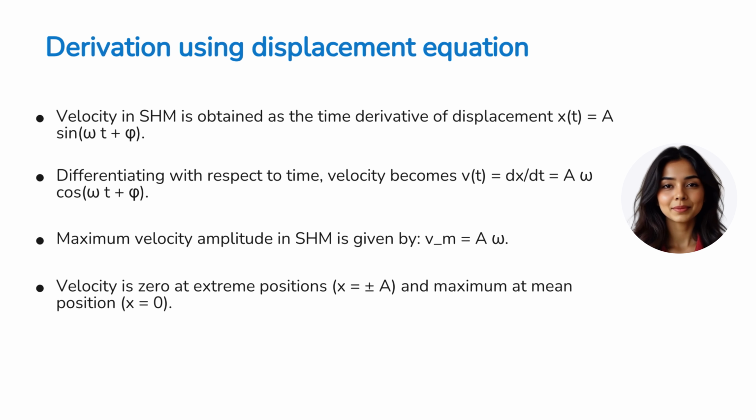Interesting, isn't it, that at the points where the particle is farthest from the center, those extreme positions at plus or minus A, the velocity must be zero because the particle changes direction there. But at the mean position, where displacement is zero, the velocity hits its peak. This dance between displacement and velocity is what keeps the motion going back and forth smoothly.